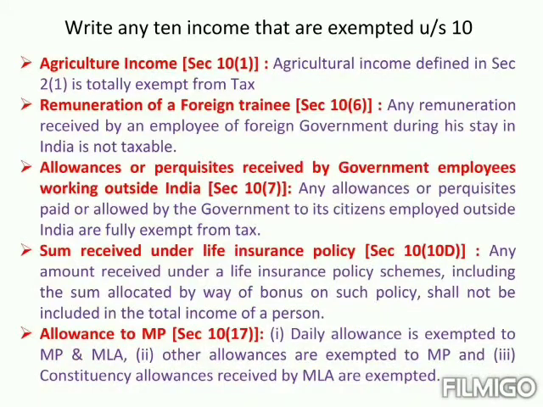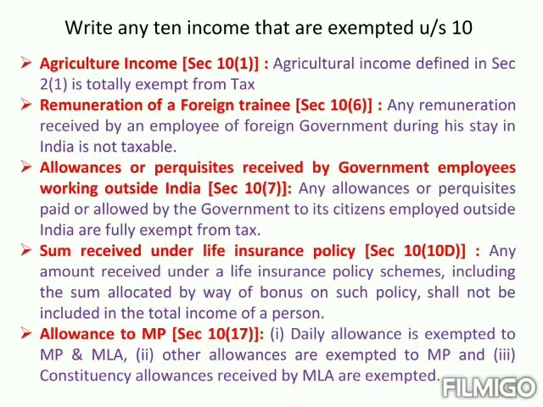Fourth one, sum received under a life insurance policy, Section 10 of Subsection 10D. Any amount received under a life insurance policy scheme, which means the settlement of his principal policy amount, including the sum allocated by way of bonus on such policy, not only the amount he paid in the form of premium, but also the bonus sanctioned for him for the policy taken, shall not be included in the total income of a person. It need not be added into his income.